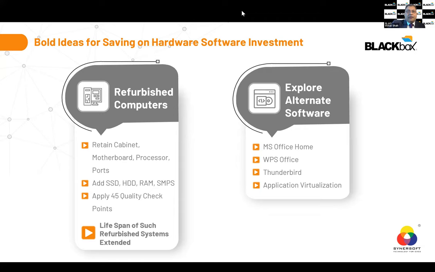So here, there is a very good idea of a refurbished computer system where we retain the cabinet, motherboard, processor, ports. We add an SSD hard disk to boot the operating system. We have a normal hard disk to store the data. We change the RAM to new. We change the SMPS to new. There are 45 quality checkpoints one can apply. And after adding SSD, hard disk, RAM, SMPS, if that computer is ready, it can extend the life of that computer, and MSMEs can actually use such refurbished computer systems.